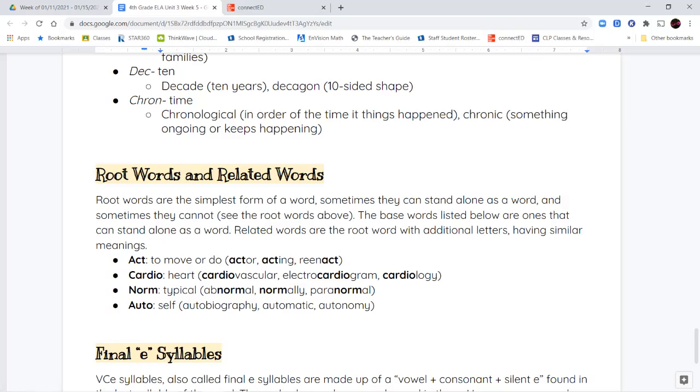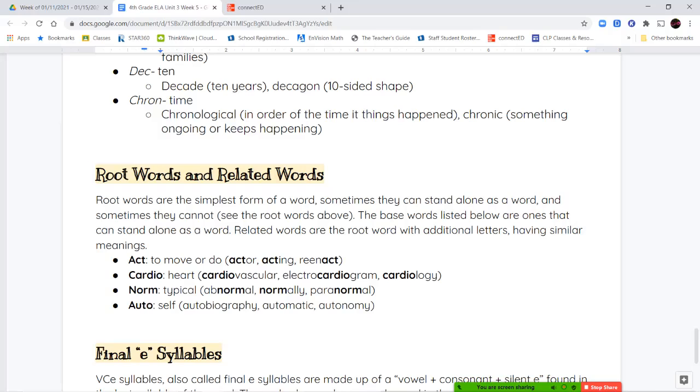So the base words that are listed below are ones that can stand alone as a word. The ones that we were looking at above, the Greek roots, are ones that you need something added to it to make it a whole word. Related words are the root word with additional letters on them, like prefixes or suffixes or something to add to the meaning. So the first root word that we're looking at is act. Act means to move or do.